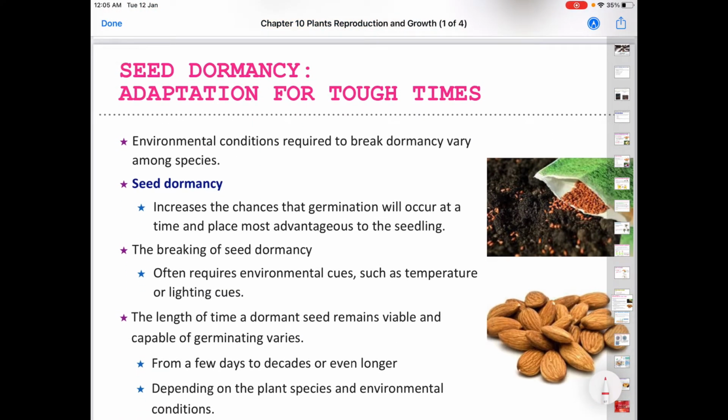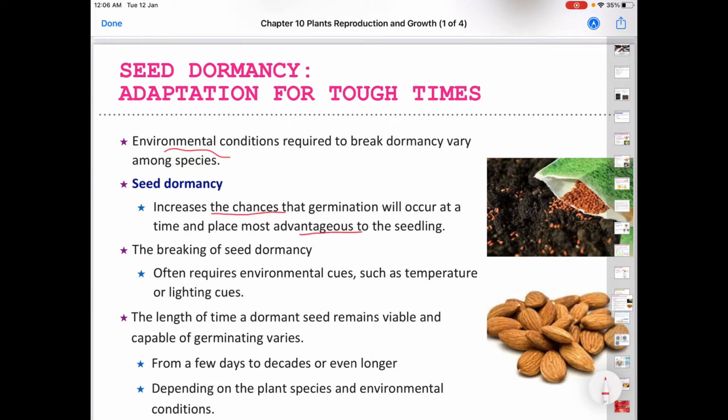So seed dormancy is an adaptation for tough times. When is the environmental condition required to break dormancy? Normally, seed dormancy happens when there is a non-favorable environmental condition. With the seed in a dormant stage, it will increase the chance that germination will occur at the correct time and the correct place.